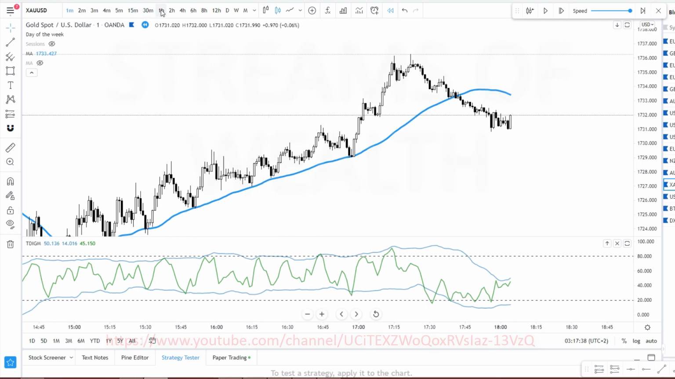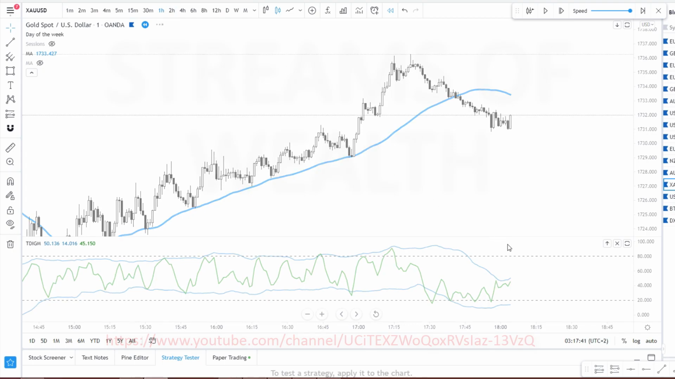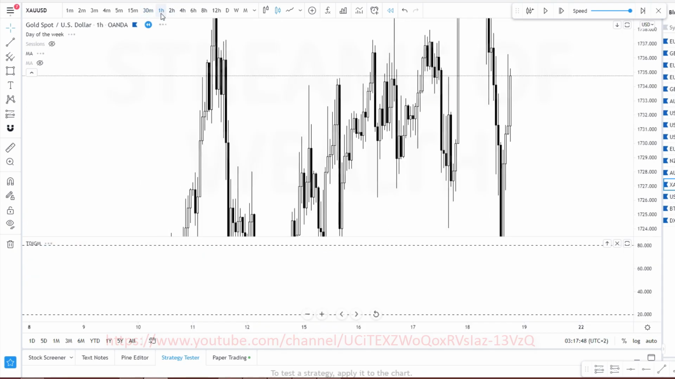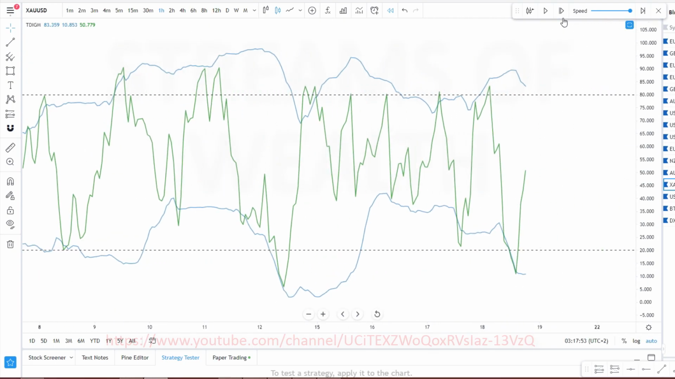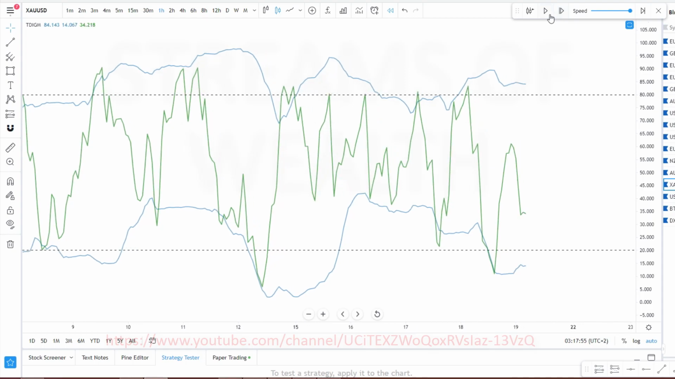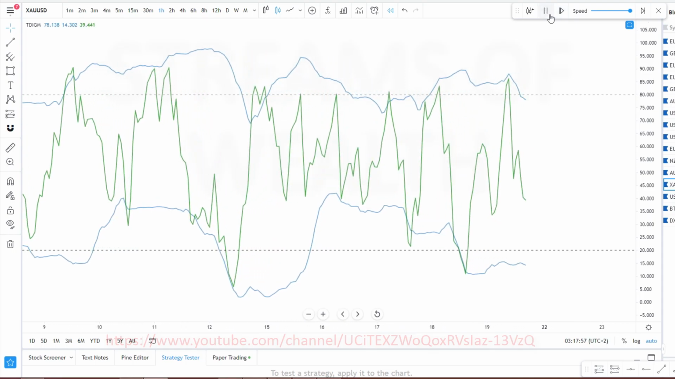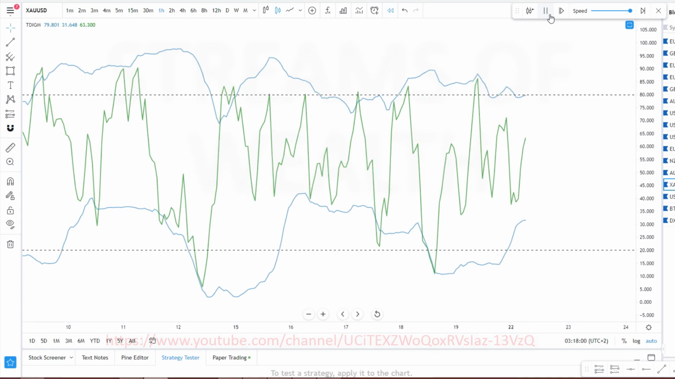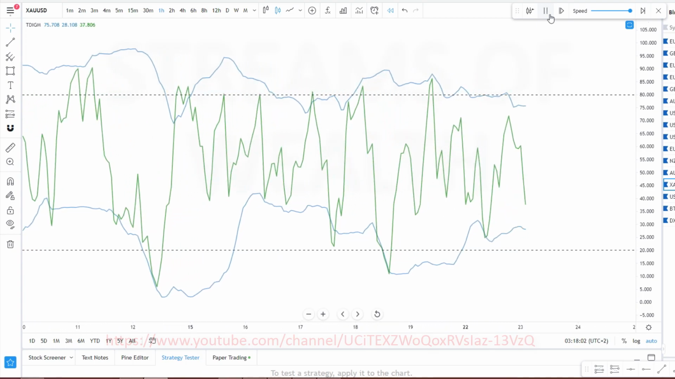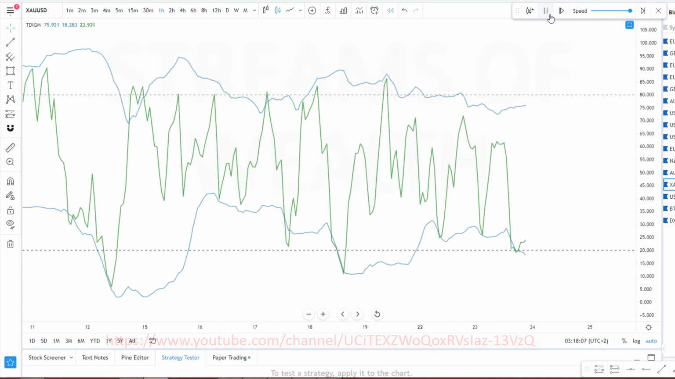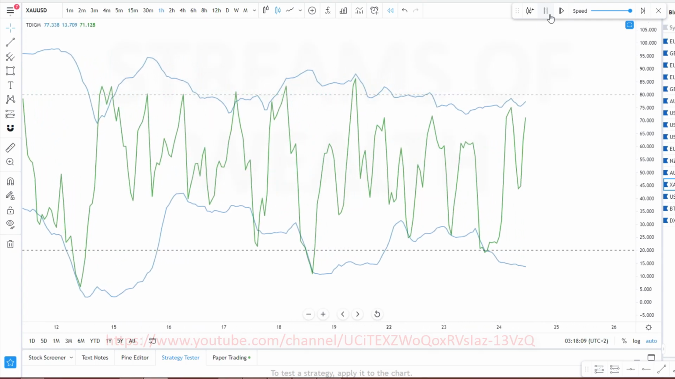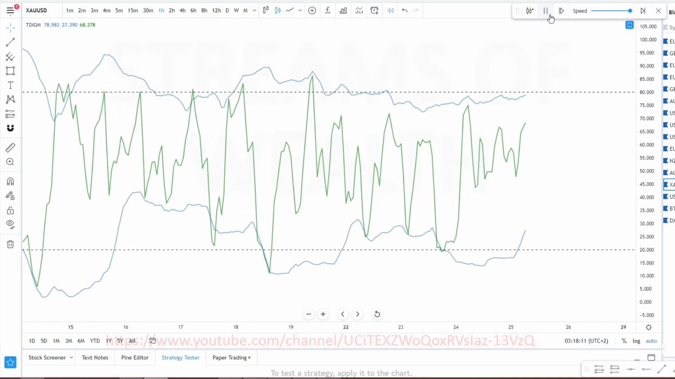So let's go on 1 hour, and TradingView freezes or what? 1 hour. So let's wait on 1 hour for our next setup. That's it. So we need to break above or below 20 or 80, and we also need to break that blue line.